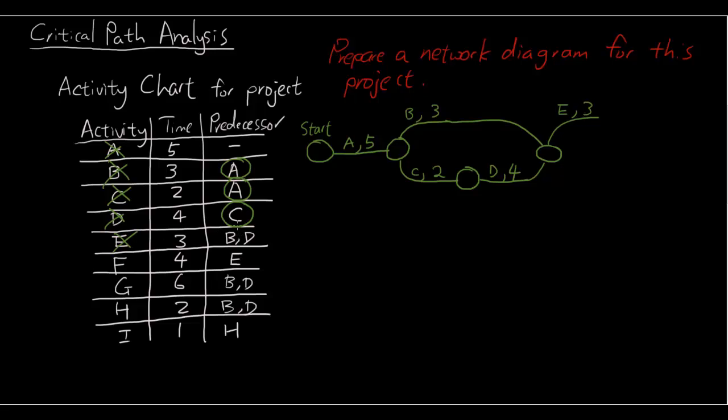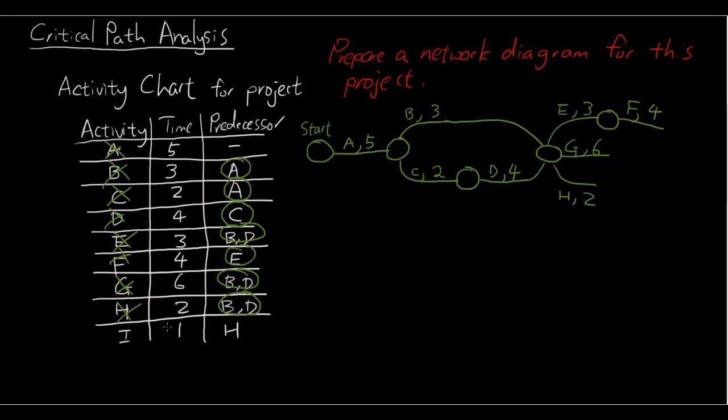So we'll cross out E, and we can see F takes 4 minutes and it only requires E. So once E is done, we're going to go to F, which takes 4 minutes. And we can see that G and H both require B and D. So both B and D are finished, represented by this node. We're going to have G running on from that, takes 6 minutes, cross that out. H takes 2 minutes.